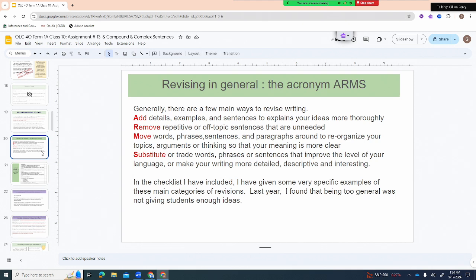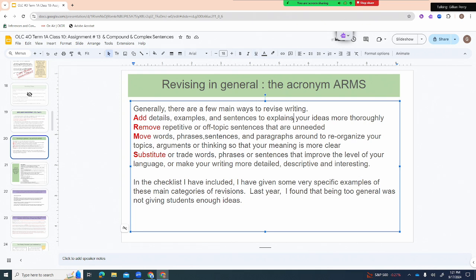So the add is you can add details, examples, and sentences that help explain your ideas more thoroughly. R stands for remove. You can remove repetitive or off-topic sentences that aren't needed or talk about information that's already been given. M is you can move words, phrases, sentences, and paragraphs around to reorganize your topics, arguments, or thinking so that your meaning is more clear. And then finally, S is for substitute. You can substitute or trade words, phrases, or sentences that improve the level of your language, like your vocabulary, or make your writing more detailed, descriptive, and interesting.